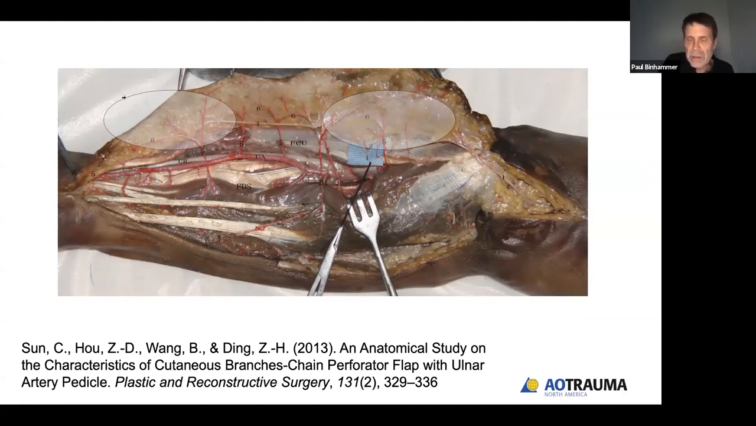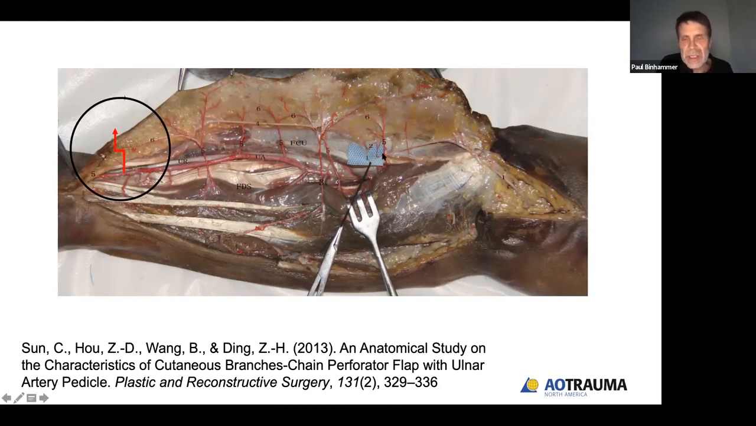It's nothing new. It's just something we don't do as commonly. So now that we understand there's a bunch of perforators that come off and we can raise different flaps, I want to discuss and focus a little bit more on one perforator.